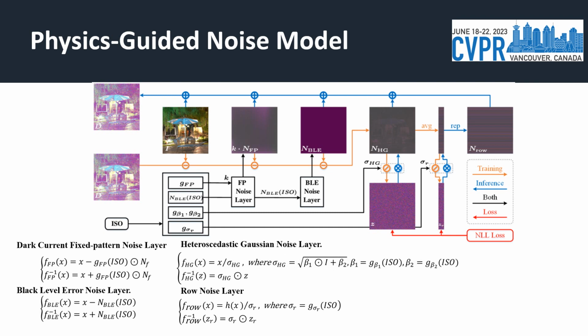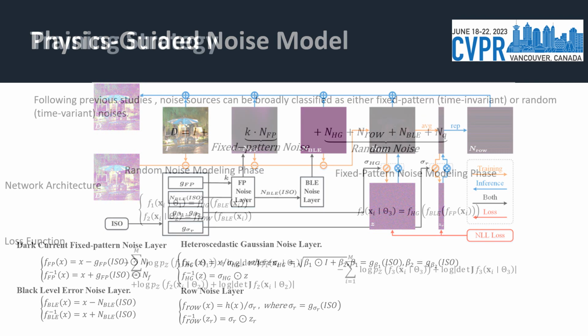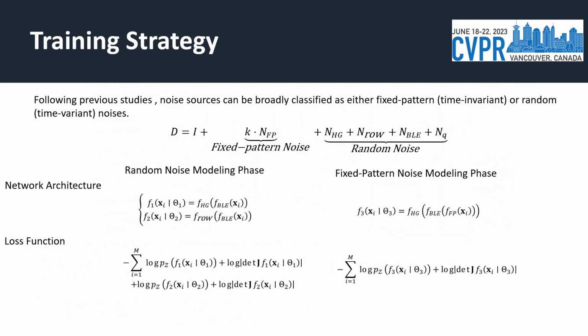Equipped with real noise samples, the mapping function f can be optimized by minimizing the negative log likelihood function. We have defined our 4 layers, fully meeting the requirements of differentiable and bilateral mapping, which are inherent to the normalizing flow structure. To stabilize the training process, we adopt a 2-stage training strategy to train the proposed noise model, i.e., the random noise modeling phase and the fixed pattern noise modeling phase.